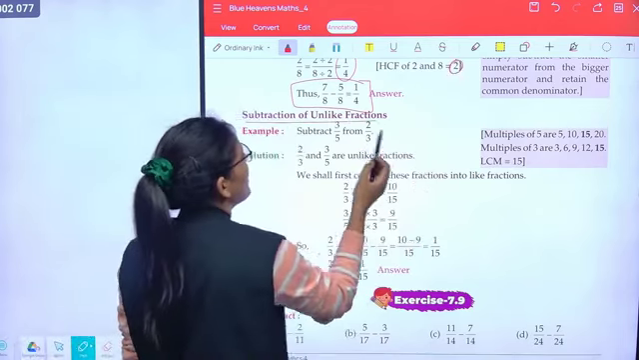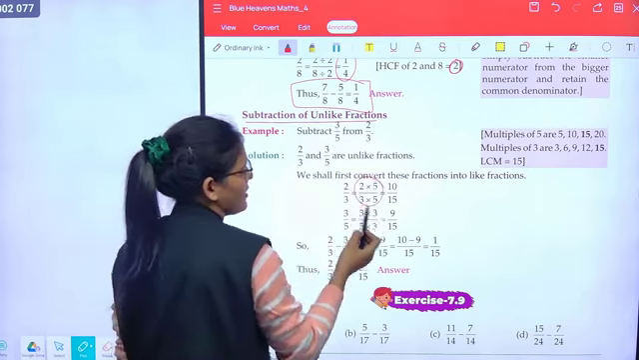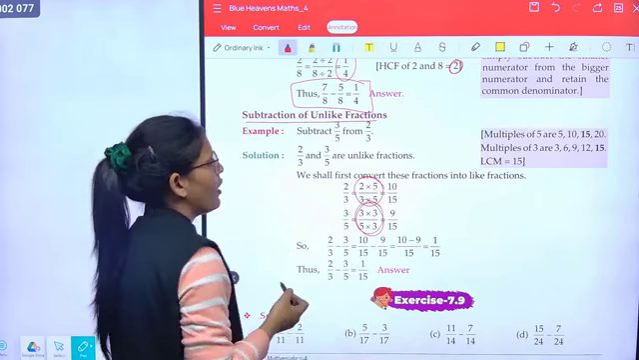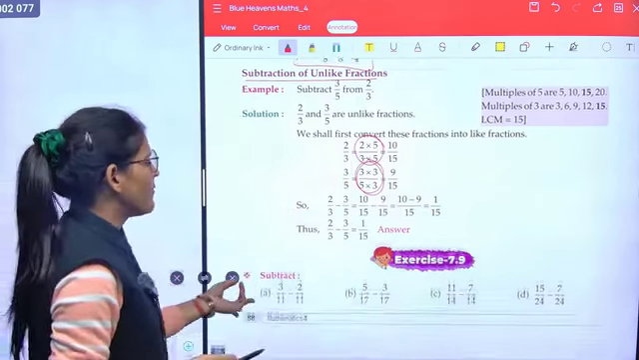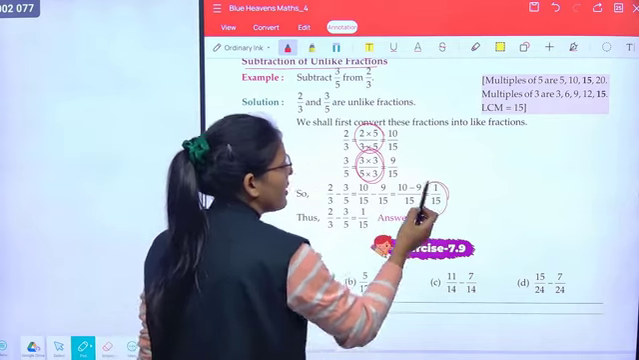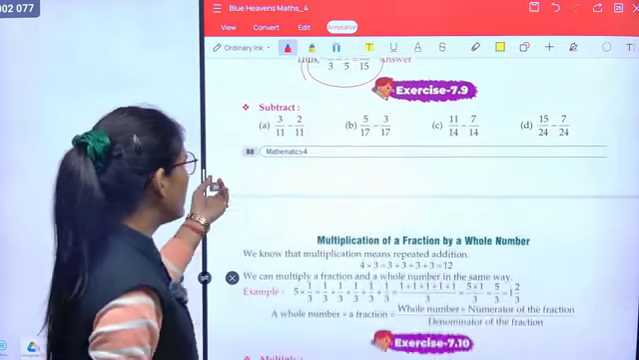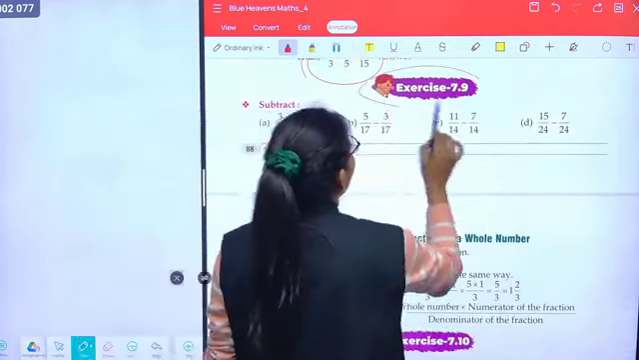Now subtraction of unlike fractions. अब हम इनको क्या करेंगे? अगेन हम इनको सेम बनाएंगे लाइक दिस. We will multiply the denominators. ओके. 10/15, 9/15. So answer is 10 minus 9, 1/15. Now come on the exercise 7.9.